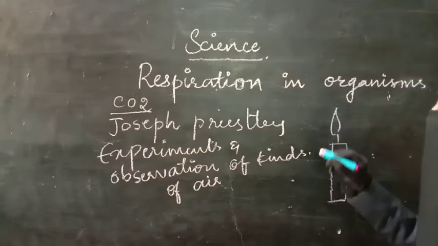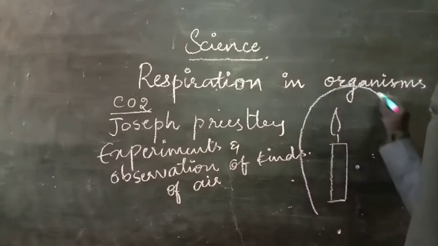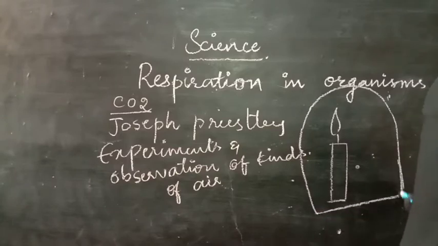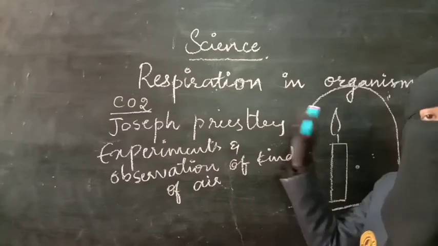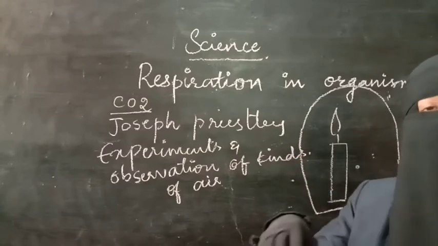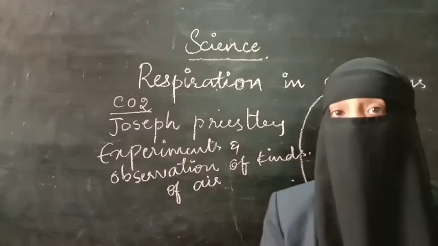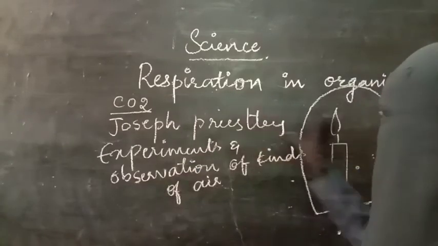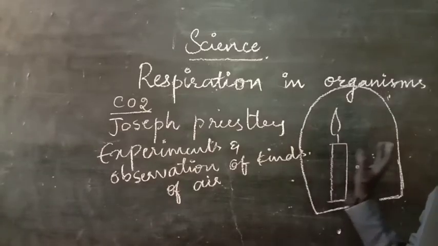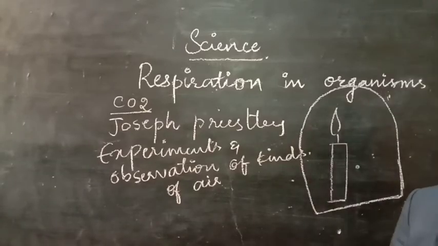He enclosed this burning candle in a bell jar. That means he covered this candle so that air should not enter. He burnt a candle and covered it with a bell jar, like the covering done for cakes. You can see in movies they cover things with a glass cover. That is a bell jar. The candle gradually went off, the flame went off after some time.